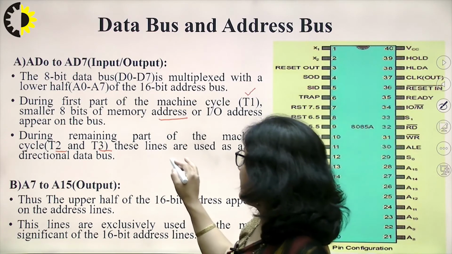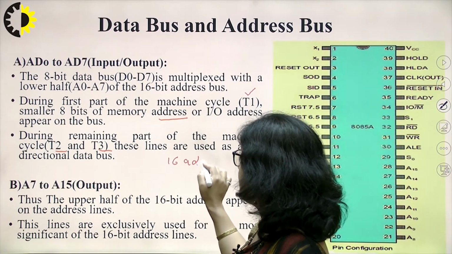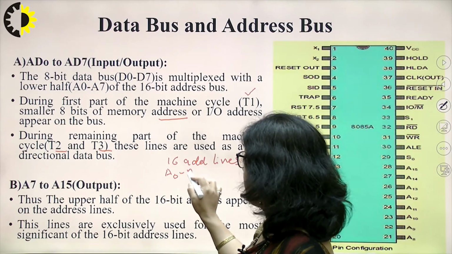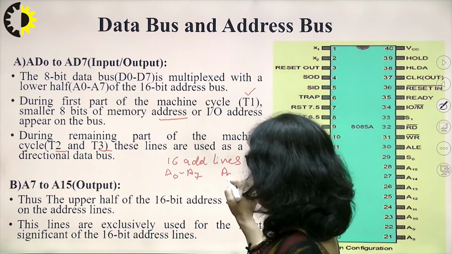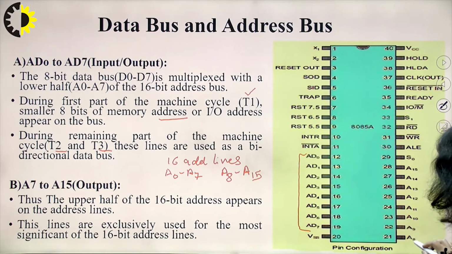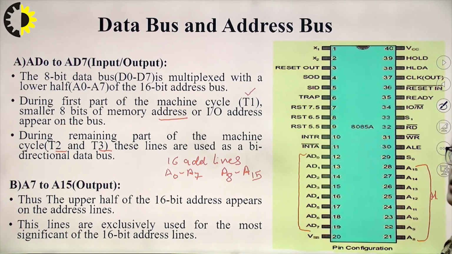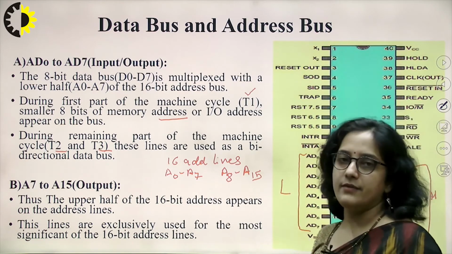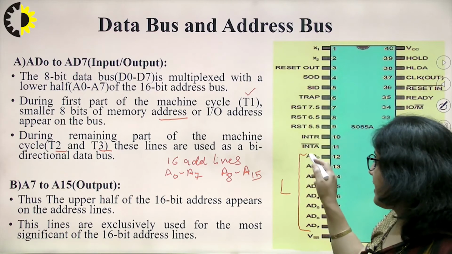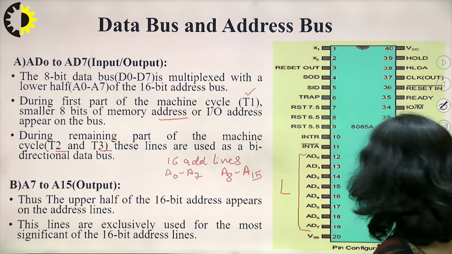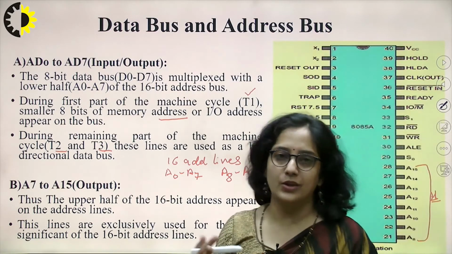There are total 16 address lines. We will group them into 2 bunches, that is A0 to A7, one bunch. The second bunch is A8 to A15. This A8 to A15, here we can see from pin 21 to 28. These are higher order address lines. And these are lower order address lines, A0 to A7. On these lower order address lines, the address will travel only for one clock cycle, that is T1. On higher address lines, the address will be available for all the clock cycles.